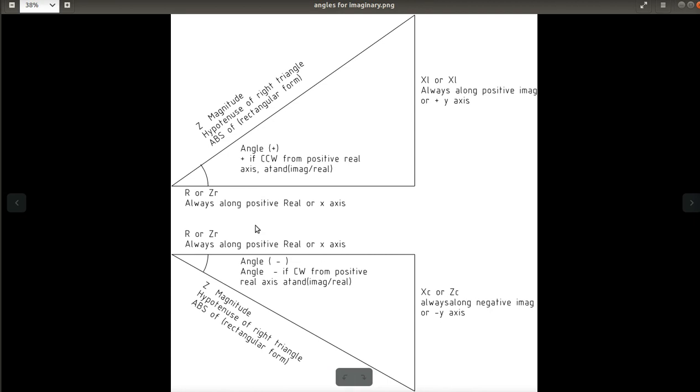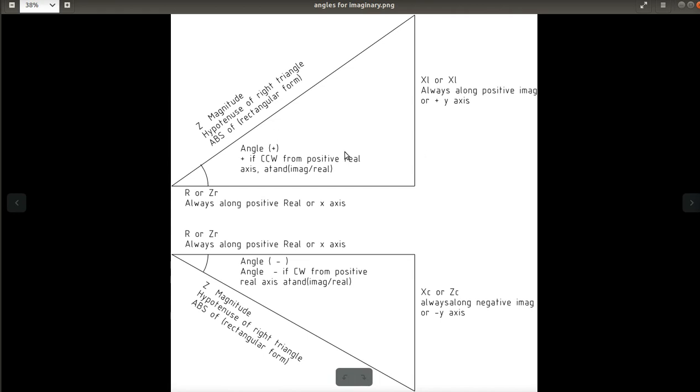So if I have a resistor in series with a capacitor, then I can just add them up, and I know that my magnitude will be whatever the hypotenuse is, but my angle will be negative with respect to the real axis, or the positive real axis. If I have an R and an XL and I add them up, then my angle will be positive.